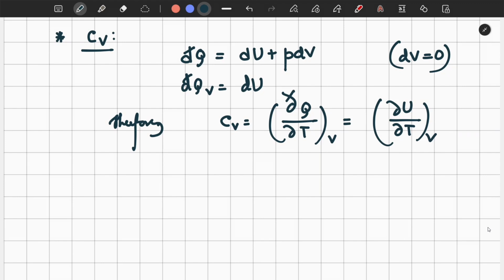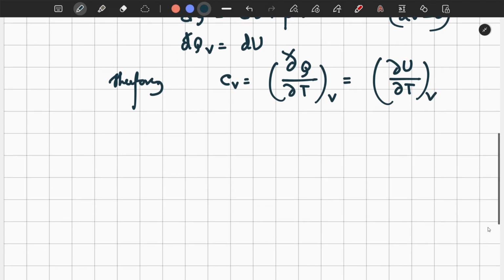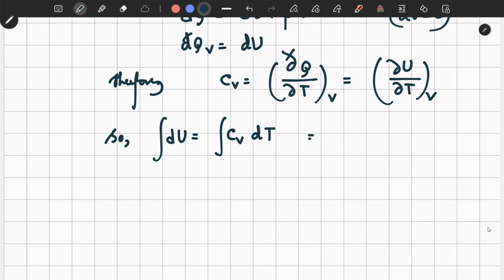For a change in internal energy, let me write it. So then dU will be Cv dT, and if you integrate it, then you can write delta U equals Cv delta T, if Cv is independent of temperature. Let me write it clearly: temperature independent. Then you can do it. So these things you know.